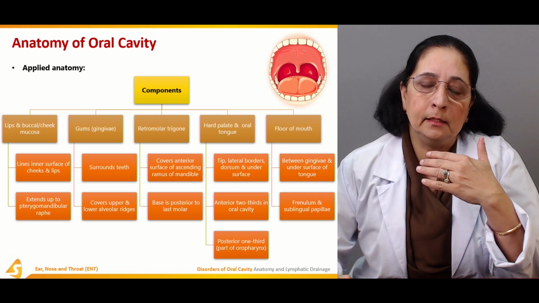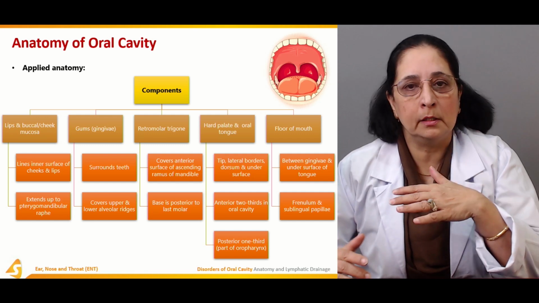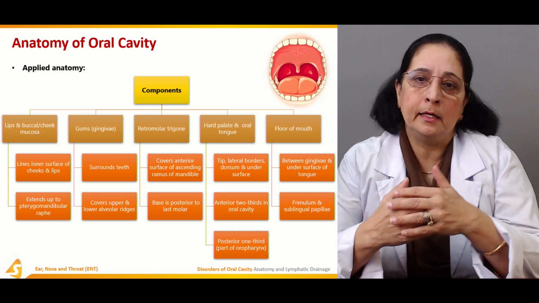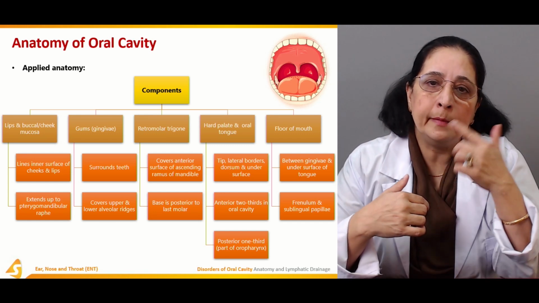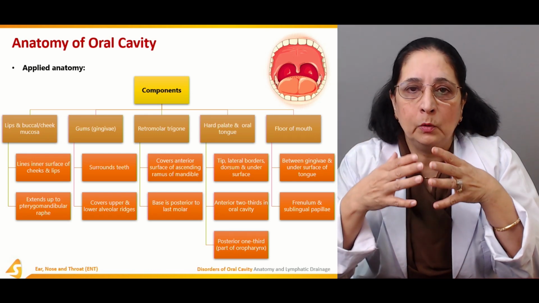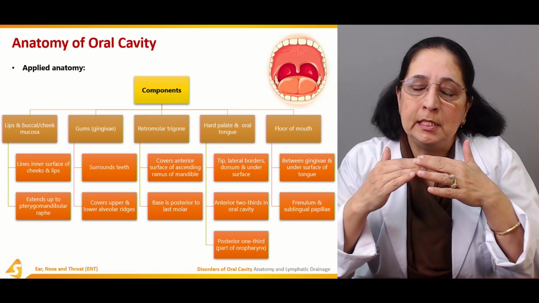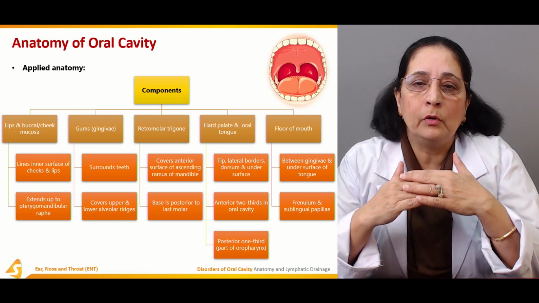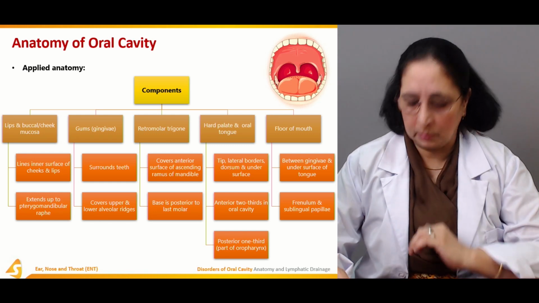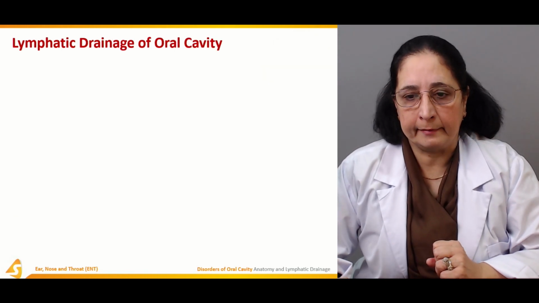Lingua is the other word, or the name, used for the tongue. Sublingual is under the tongue. The frenulum is, if you lift the tongue like this, the bottom part below the tongue which attaches the tongue to the floor of the mouth. That's the frenulum. So that is also present in the oral cavity.